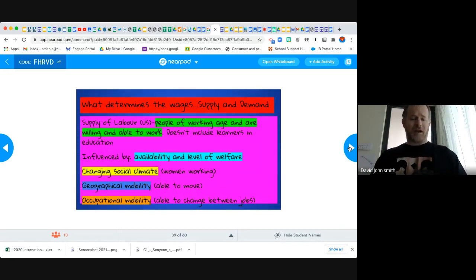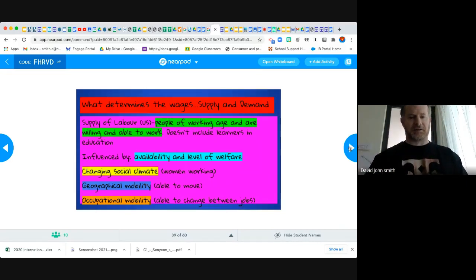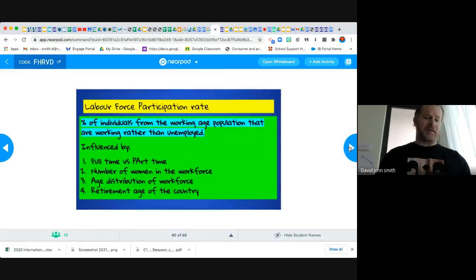Right? Geographical mobility, we talked about the ability to move between different countries. How able are the workers to move between different countries? And occupational mobility, the ability to change between jobs or potentially within the same job doing different tasks. All of that's about the supply of labor.